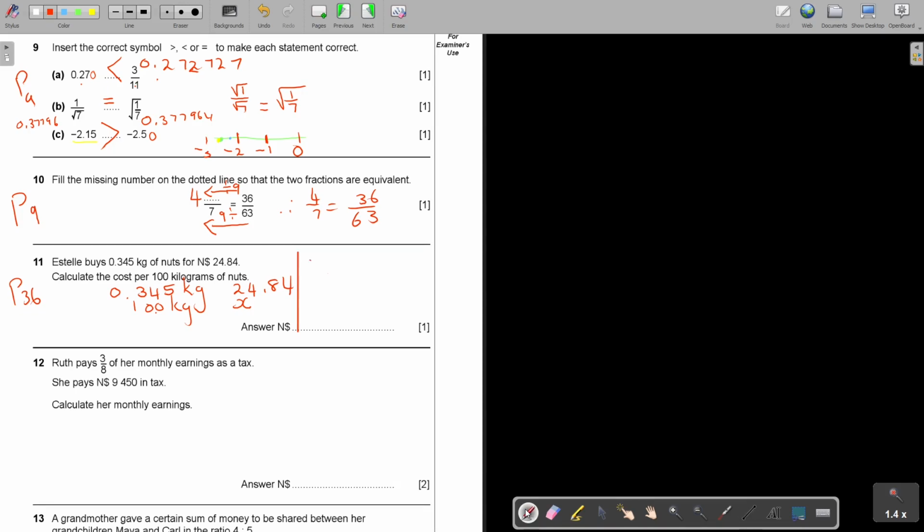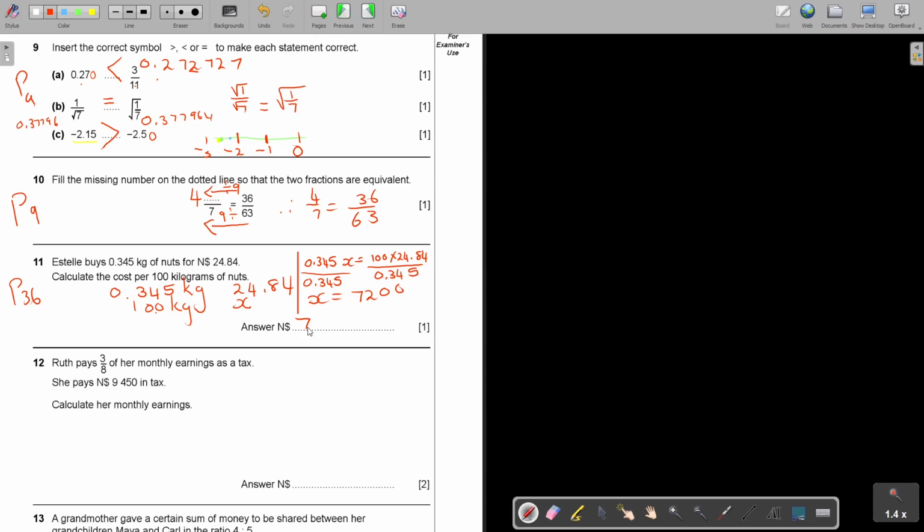So if I multiply, it's 0.345 times x, and that's equal to 100 times 24.84. Then I divide by 0.345, and I divide by 0.345, and I get that the value of x will be 7200. Unfortunately, I drew that line. If you draw the line, draw it in pencil. Now I can clean it, and the dollar sign is already there.